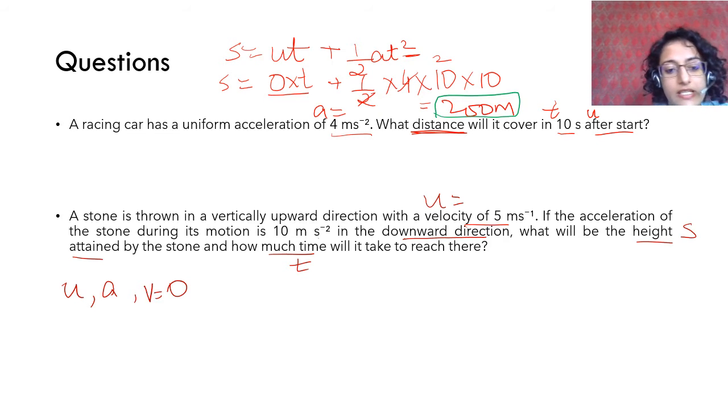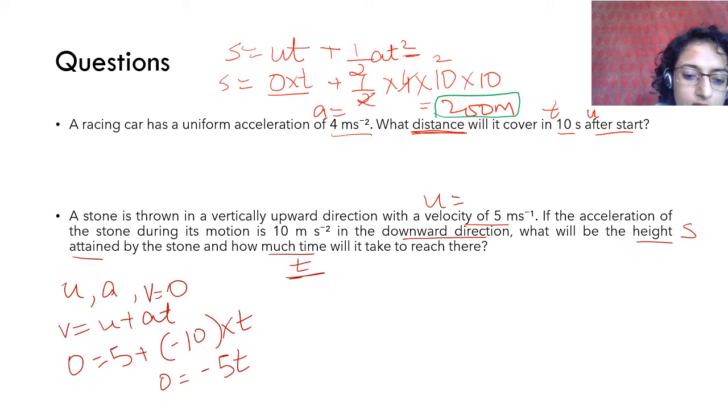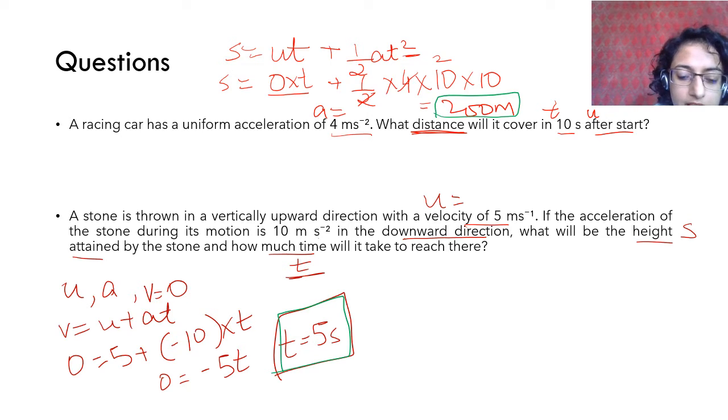So we have these three things. We can find the time. v is equal to u plus at, 0 is equal to 5 plus minus 10 into time, right? So we have 0 is equal to 5 minus 10t, so t is equal to 0.5 seconds.